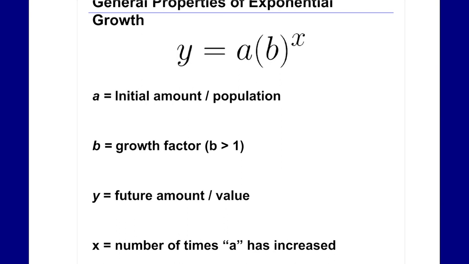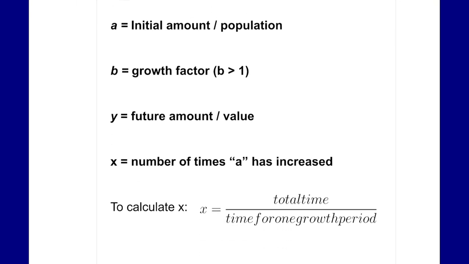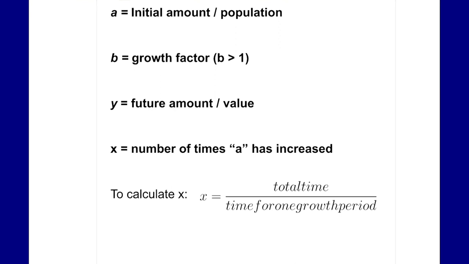Now, sometimes it might not be as simple as that for the x value, because it might not be increasing by a day or 1 year. In some cases, we may have to calculate x, and then x is the total time divided by the time for one growth period. If the population doubles every 2 days, the 2 days would be your growth period. Or if the value tripled every 5 years, 5 would be the growth period, so you take your time and divide it by 5. So it depends on the scenario.